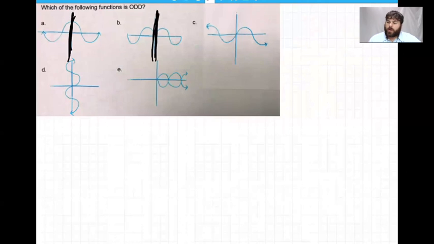Now E is a weird one. E is like a reflection across x, and we don't even talk about that. That's not even a thing. They're trying to confuse you on that one. Okay, so it's definitely not E. Not A, it's not B, it's not E.